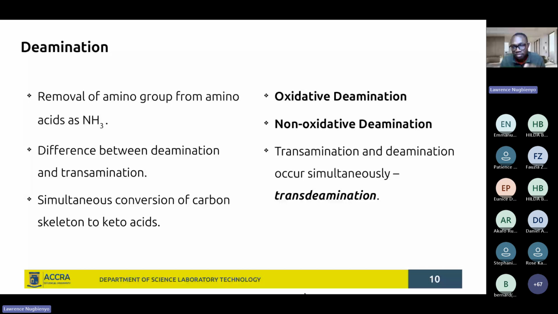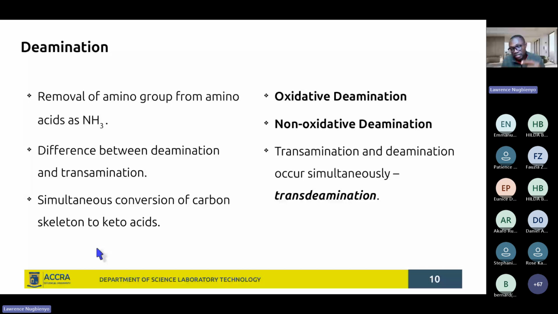Trans means transfer, de means removal. So they are two different processes, except that both of them are occurring simultaneously at the same time, and so it is sometimes referred to as trans-deamination. Such a simultaneous process results in keto acids in the end. Once the amine group is removed, what is left is a carbon chain with a ketone group on it, and those are the keto acids.